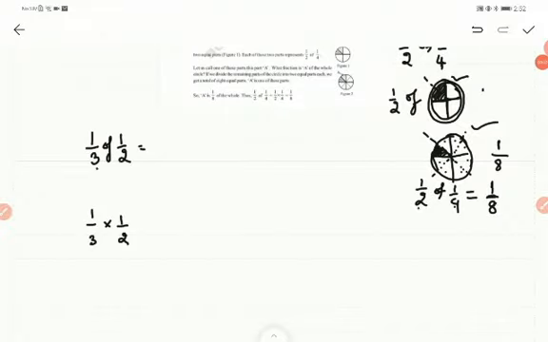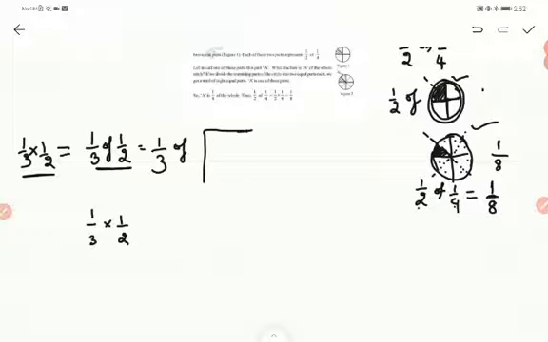Let us take this example. Multiplication of 1 by 3 and 1 by 2, both the fractions. I can write this as 1 by 3 of 1 by 2. Let me take a square. So 1 by 2 I will represent in this box as 2 parts, isn't it? So one part is shaded, isn't it? So this part is shaded now.